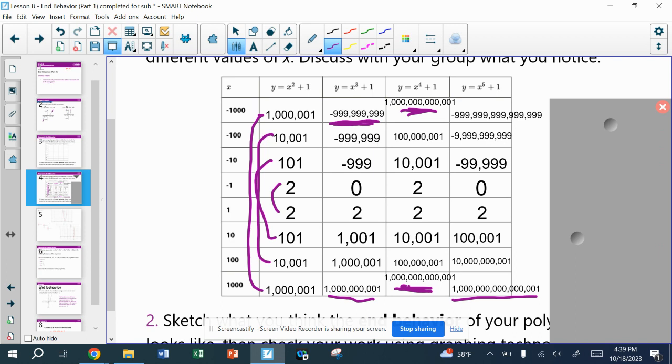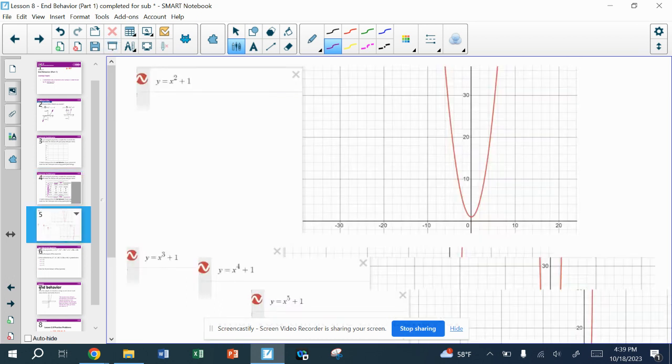Now, you can't really see this at the bottom of the screen. It says to sketch these. So I went to Desmos and I graphed each of them. This is the second degree. Again, it starts with the y's really high and they get low and then they come back up high again.